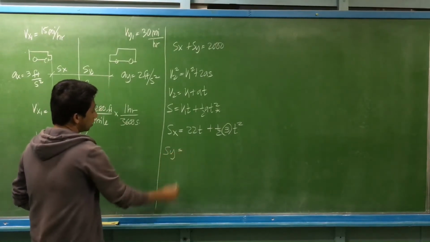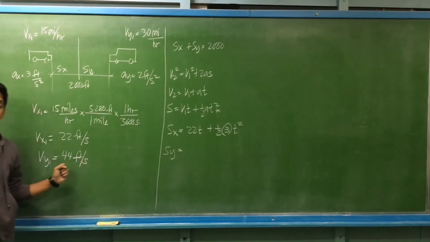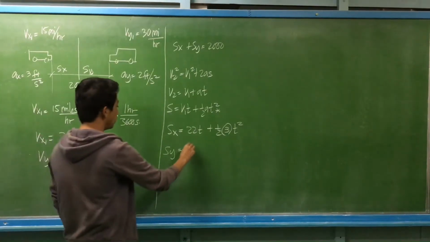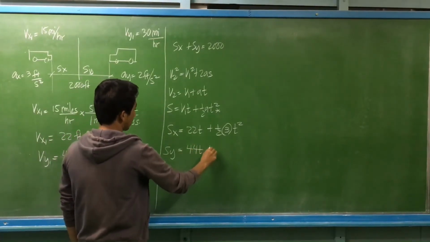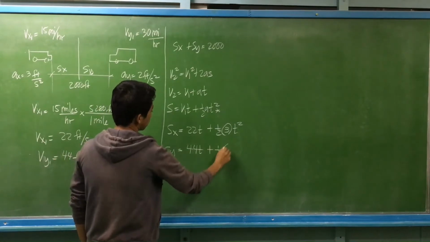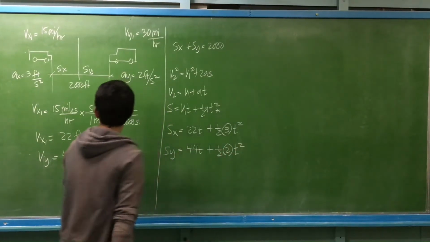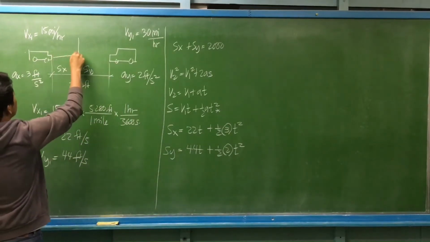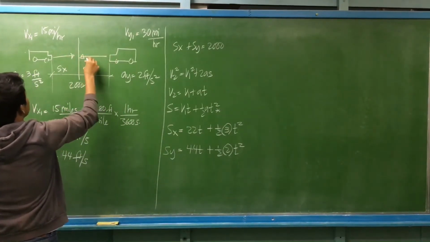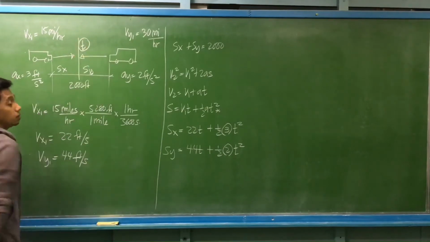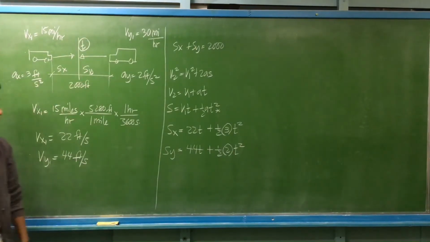For the distance of car y, we have an initial velocity equal to 44, multiplied by time, plus 1/2 the acceleration of car y, which is 2, times the time squared. Take note that these two cars are moving at the same time. Therefore, we are solving for just one value of time.